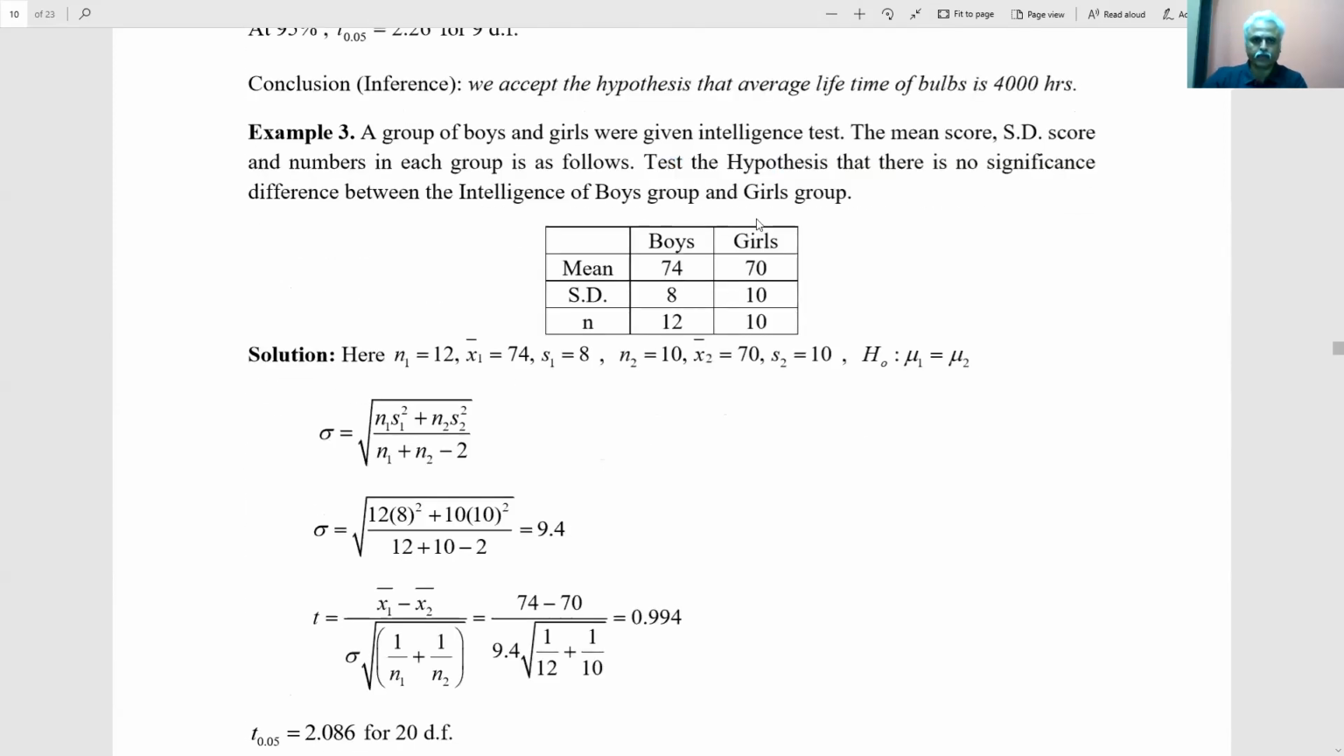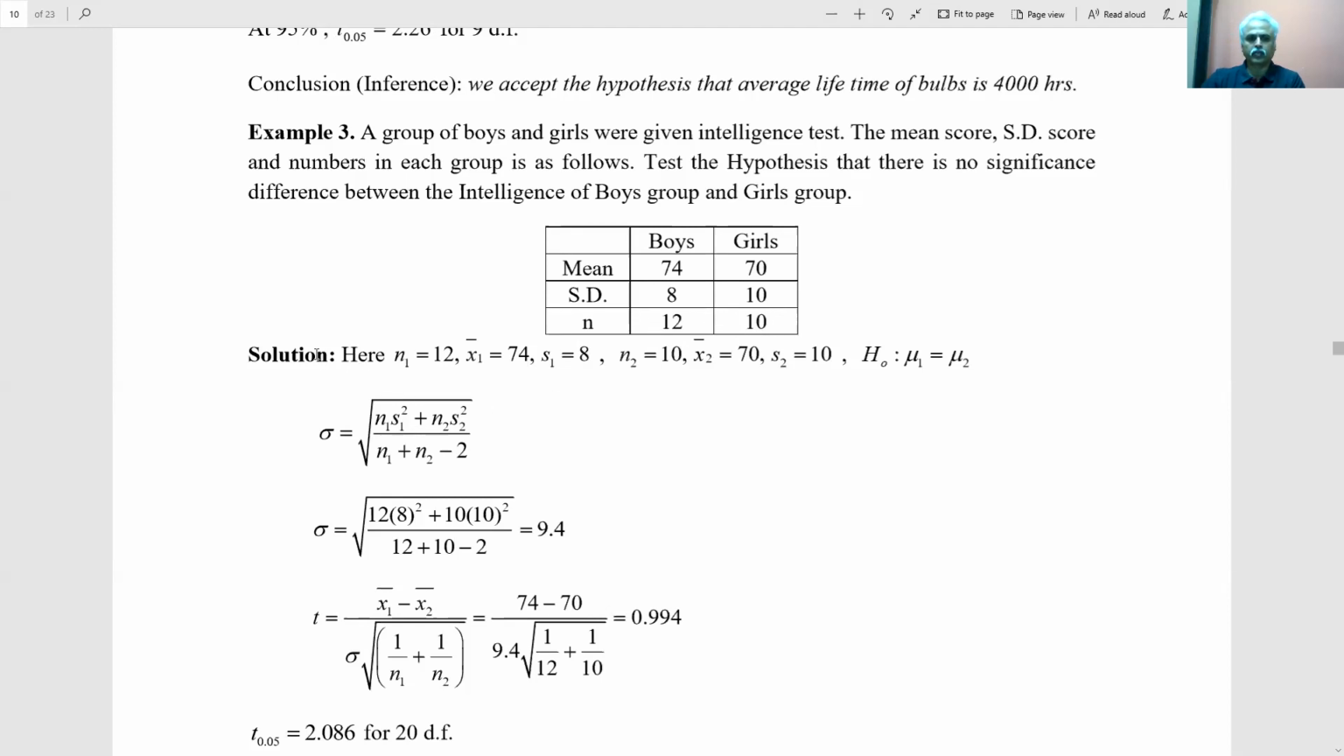This was the example. A group of boys and girls were given an intelligence test. The mean score and standard deviations are given. So mean 74 for boys, 70 for girls. Standard deviation 8 for boys, 10 for girls. And sample size 12 for boys, 10 for girls. To be noted, sample size need not be equal for comparison. For any research also, sample size need not be equal. That is very important to note.